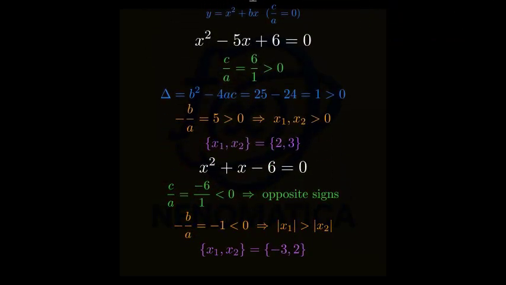Next, x squared plus x minus 6 equals 0. The product c over a is negative, so roots have opposite signs. The sum is negative 1, negative, so the negative root has larger magnitude. Indeed, the roots are 2 and negative 3.